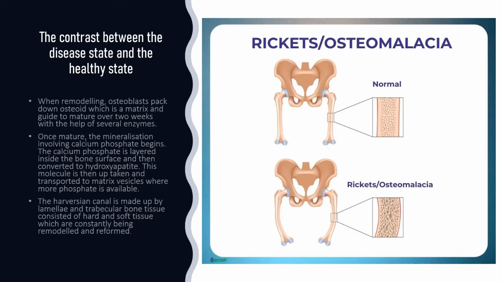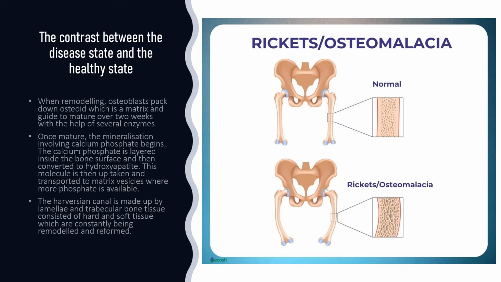The contrast between disease state and healthy state. In a healthy state, when remodeling, osteoblasts pack down osteoid, which is a matrix and guide, to mature over 2 weeks with the help of several enzymes. Once matured, the mineralization involving calcium phosphate begins. The calcium phosphate is layered inside the bone surface and then converted into hydroxyapatite. This molecule is then uptaken and transported to matrix vessels, where more phosphate is available.